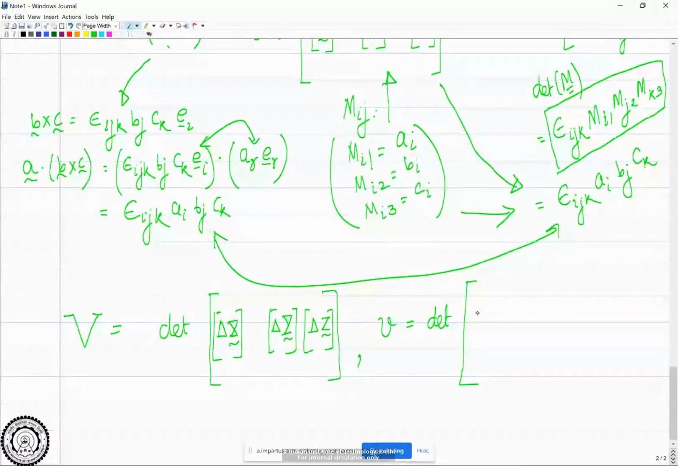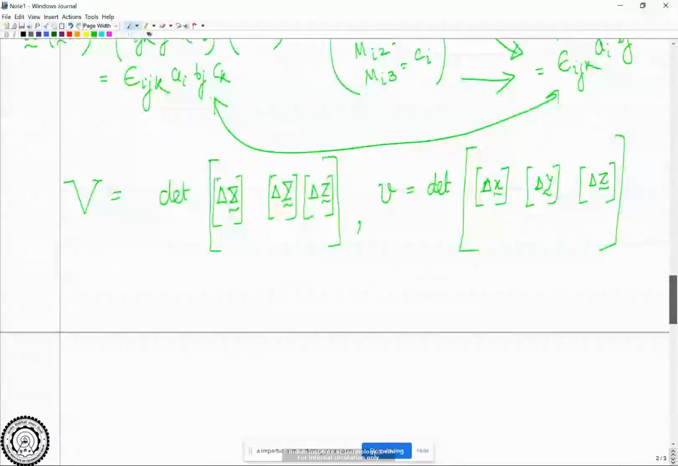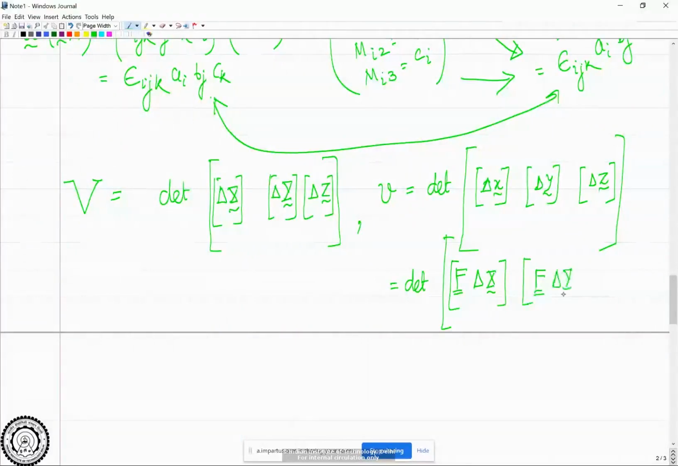All right, now you see for small v, it then becomes the determinant of delta little x, delta little y, delta little z. But then we know delta little x, delta little y, delta little z, see what it is here. I want f delta capital X. So I should write this as the determinant of f into delta capital X, then f into delta capital Y, and f into delta capital Z. Okay, that was in the numerator, right? So this is denominator and that's numerator.